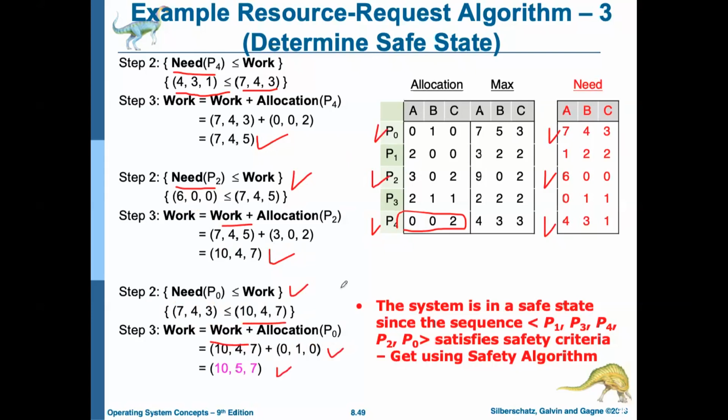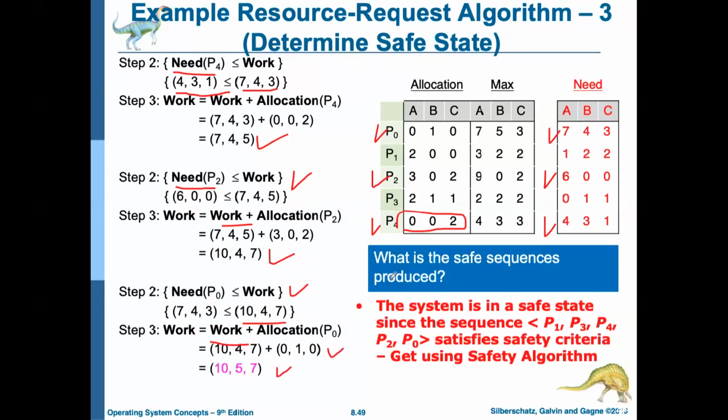Then, what is the safe sequence produced? The system is in a safe state, since the sequence P1, P3, P4, P2, and finally P0 satisfies the safety criteria. And so this is how we make use of the safety algorithm. All right.